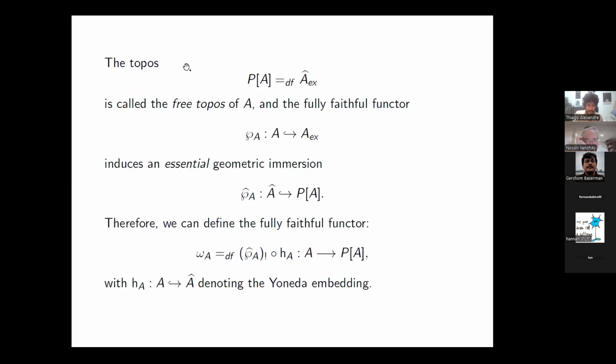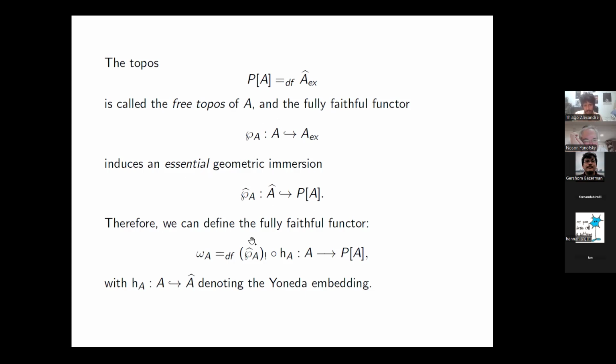And from this Cartesian envelope of a small category, we can construct this topos here, which I denote like this, P of A. It's called the free topos of A. Of course, the fully faithful functor from A into its Cartesian envelope induces an essential geometric morphism, an immersion in this case, from the classifying topos, the topos of presheaves of A, into its free topos.